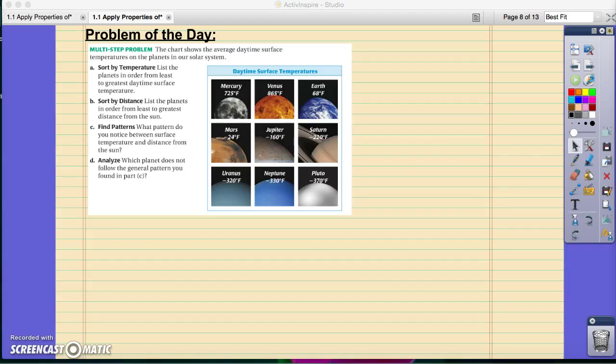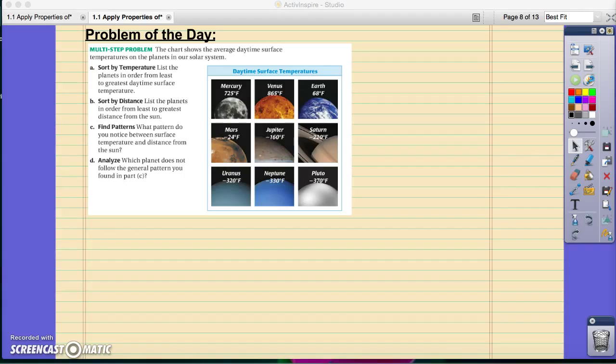So here's part 2. Since it is another day, we have a new problem of the day that I want you to work on. So I'm going to read it out loud with you and then make sure you pause the video to solve all 4 parts to the problem, and we'll discuss it in class tomorrow. It's called a multi-step problem. The chart shows the average daytime surface temperatures on the planets in our solar system.